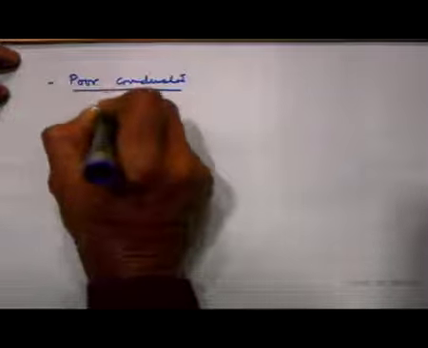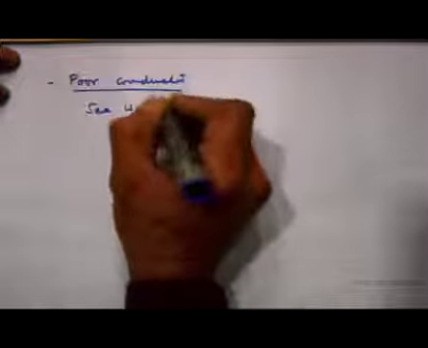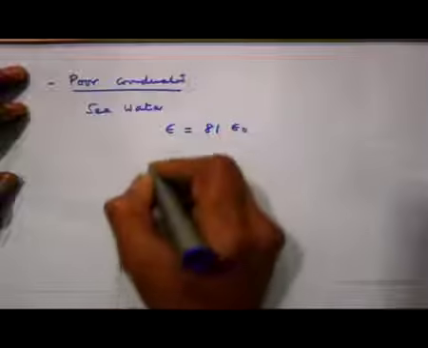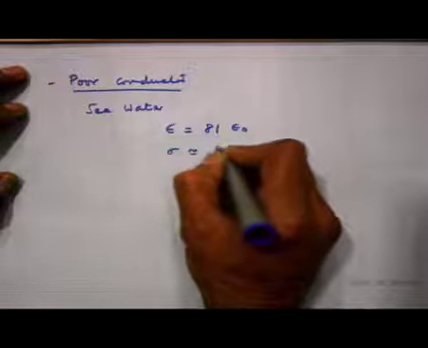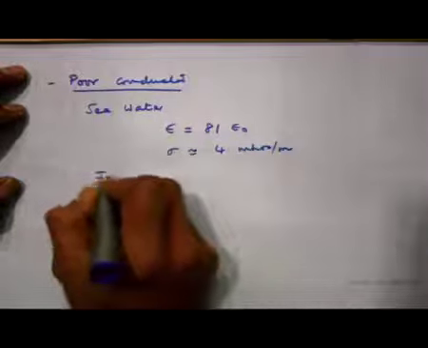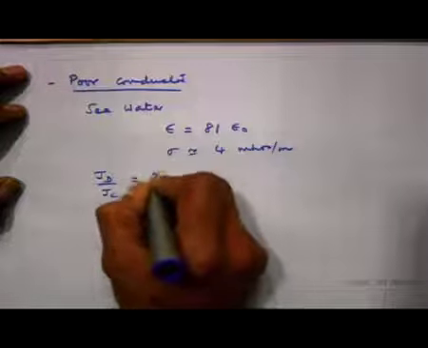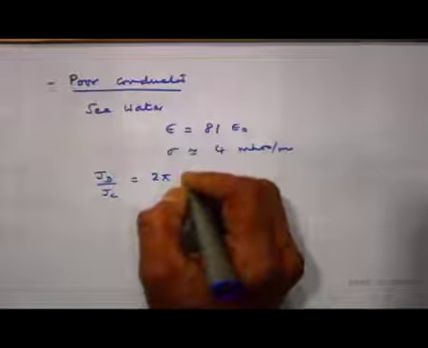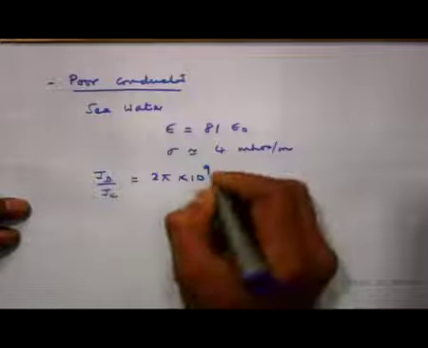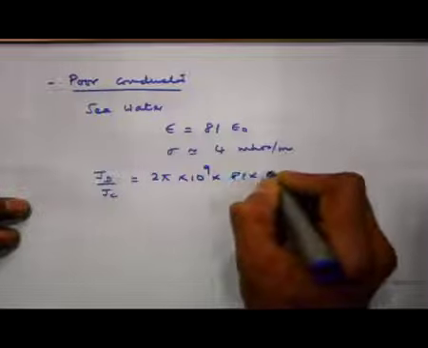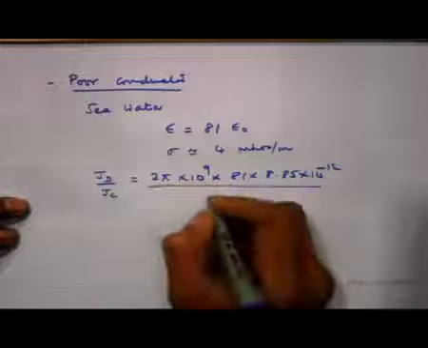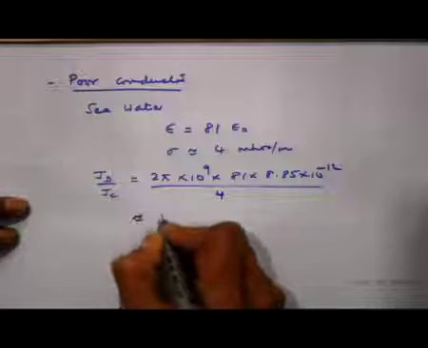Such as seawater. So, seawater has epsilon equal to 81 times epsilon 0, and sigma is approximately 4 mhos per meter, and so J_D by J_C is equal to 2 pi into frequency 10 to the power 9 hertz into epsilon, which is 81 times 8.85 10 to the minus 12, divided by sigma, which is 4, and that is about 1.1.